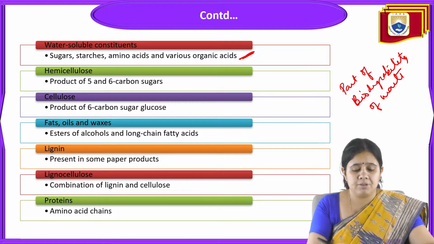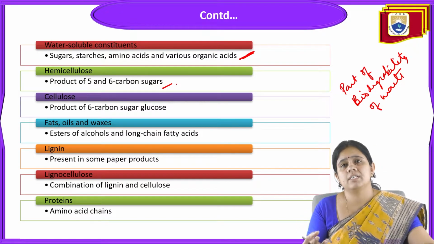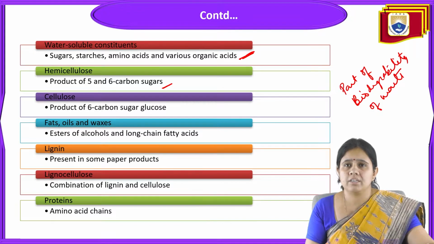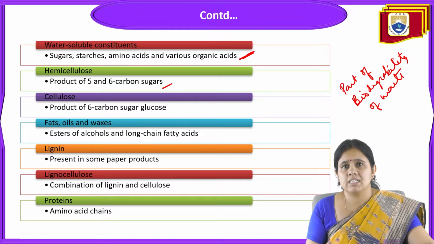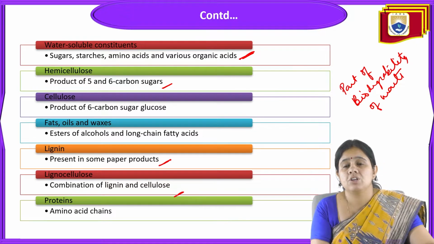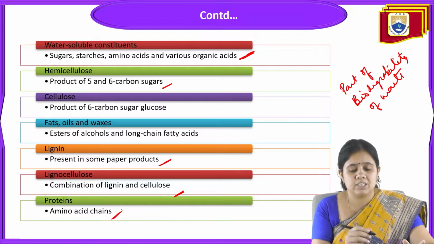Next is hemicellulose. Hemicellulose is nothing but a product of five or six carbon sugars. Cellulose is also a product of the six carbon sugar glucose. Fats, oils and waxes are esters of alcohol and long chain fatty acids. Lignins are present in some paper products. Lignocellulose is a combination of lignins and cellulose. Proteins are amino acid chains.